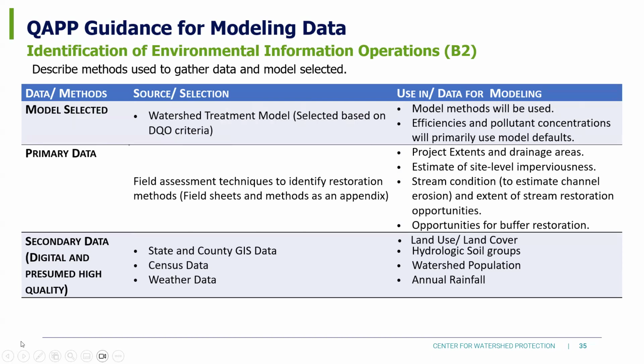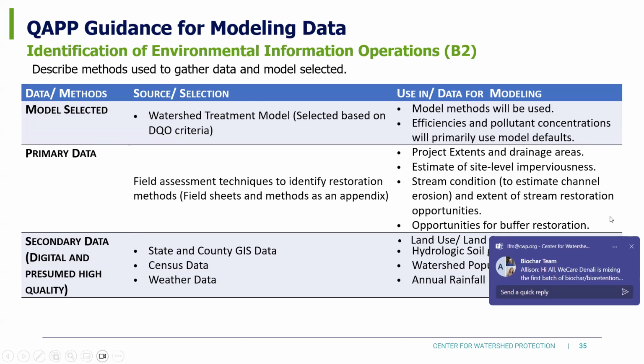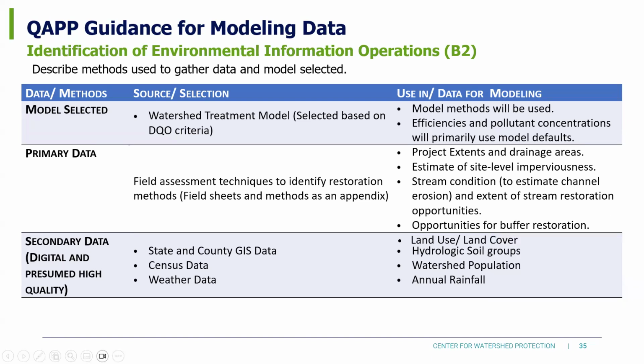This is going through basically how you are selecting the kind of data that you're going to put into the model, and how you are going to use it. In this case, we have: what kind of model are you selecting? This is often a little bit of an issue where you want to say, this is why I'm selecting the model that I'm using in the QAPP, and this is how I'm going to use it. So in this case, the QAPP used one called the watershed treatment model.